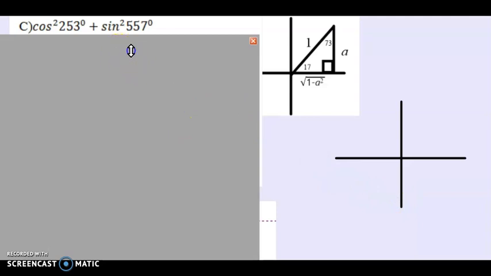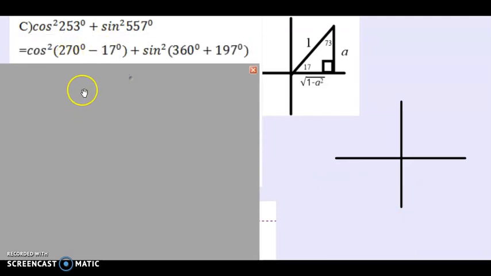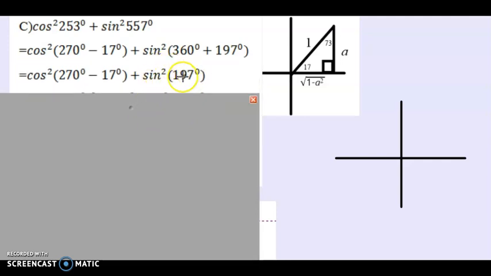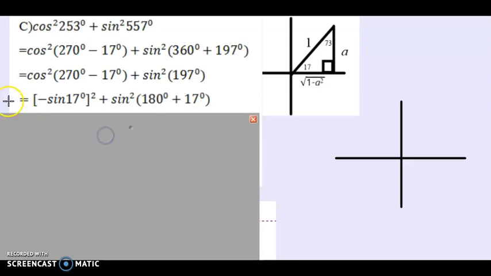Right, so let's follow the rules. First step, I decide 270 minus because that takes me to sine 17, which I already calculated. So 360 plus 197 degrees. Now I will work with sine square of 197 degrees. On this side, it's still cos of 270 minus 17. Cos in the third quadrant is negative. So I'll work with negative sine 17 all squared. This whole thing will be squared. I know I'm going to get a positive answer.